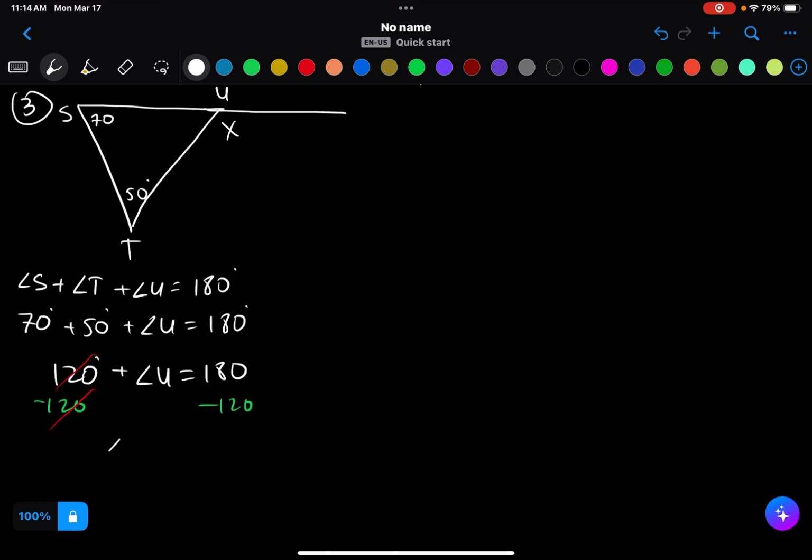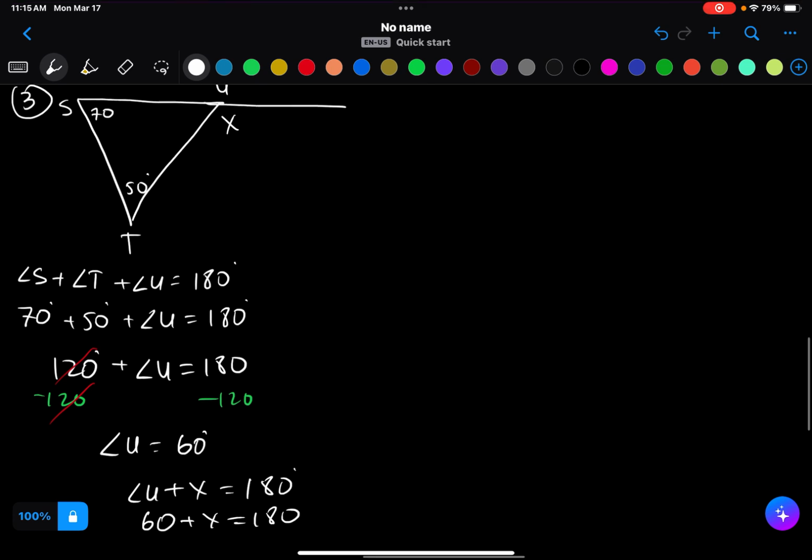That's gone here. So angle u ends up being just 60 degrees. Well, that's not bad. Now that I know angle u, I can find out what x is because these two are a supplementary pair. Angle u, which is 60 degrees, plus our missing x have to add up to 180 because they are a supplementary pair. So that means 60 plus x has to add up to 180.